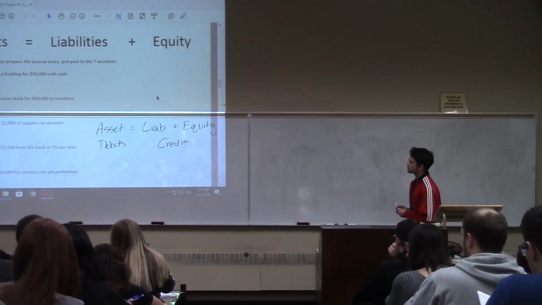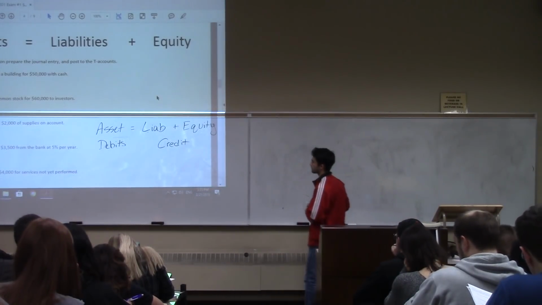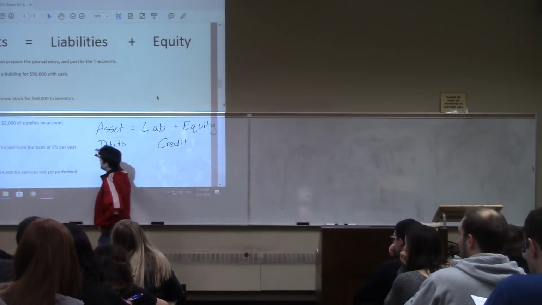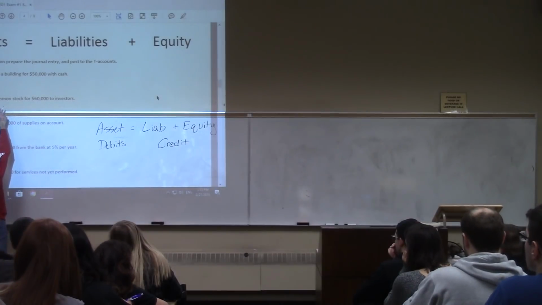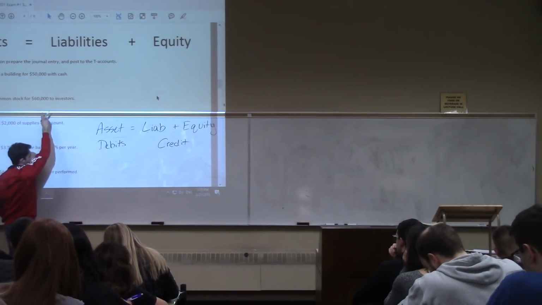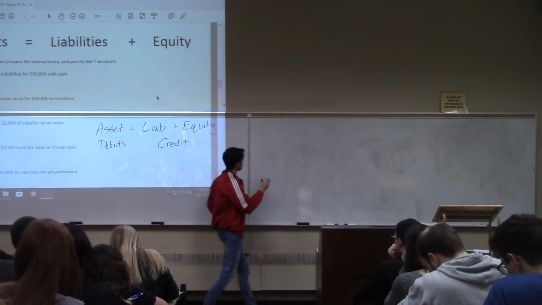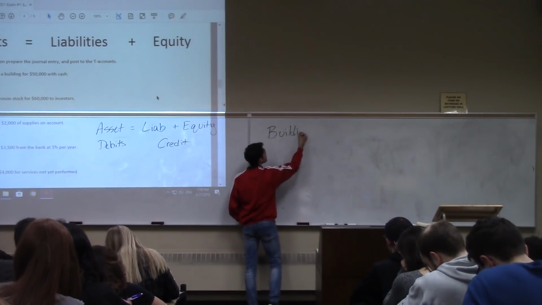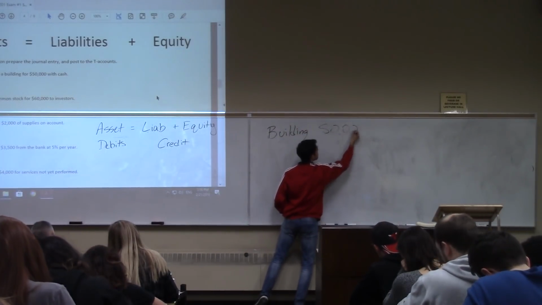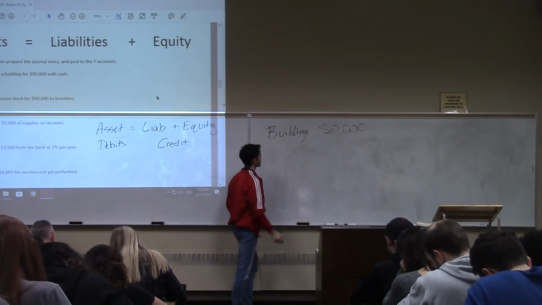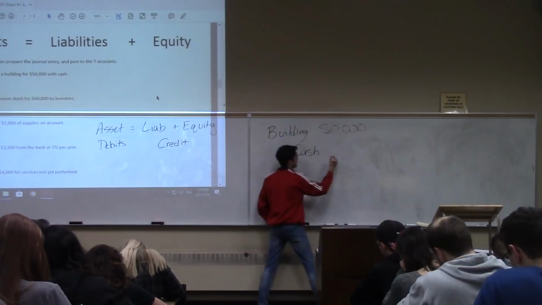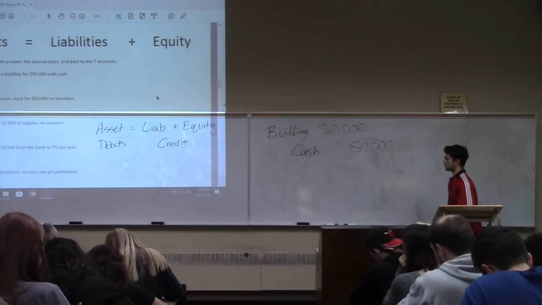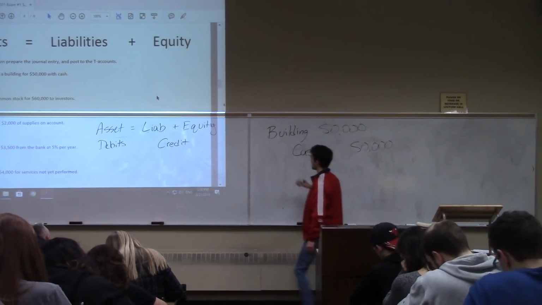So we'll just begin with January 1st. We purchased a building for $50,000 cash. The two accounts that are affected here are the building, that's a PP&E, an asset, and cash, which is also an asset. So as we increase our building, we're going to debit the building by $50,000. And since we're paying with cash, we're going to decrease cash, $50,000 with a credit. And that's on January 1st.